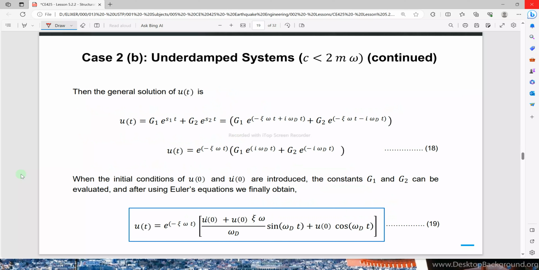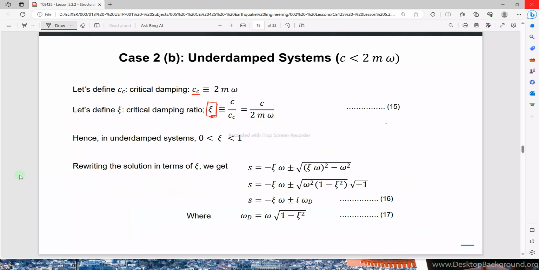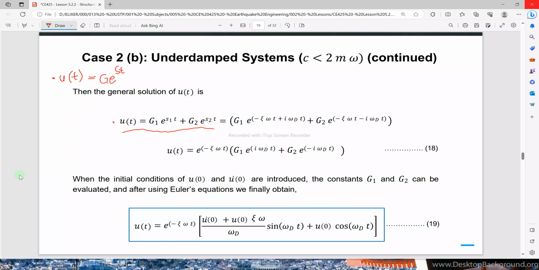So this is just a continuation. If we go back to our first principle, u(t) is equal to G1 e^(s1 t) plus G2 e^(s2 t). That is from our first principle that the solution of u(t) is equal to G e^(st). And for our s here, we have two solutions, a positive and a negative. We just apply this concept here.